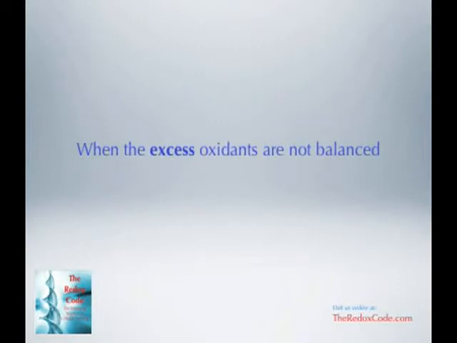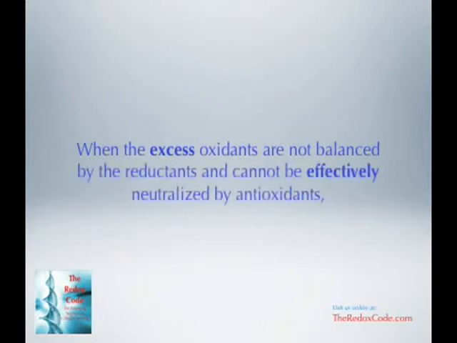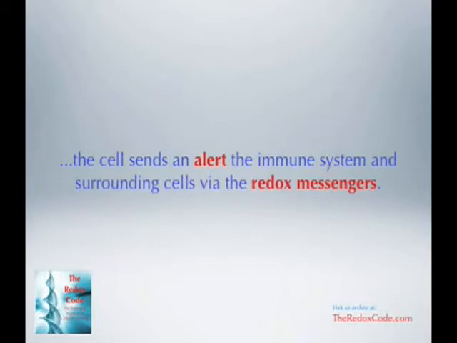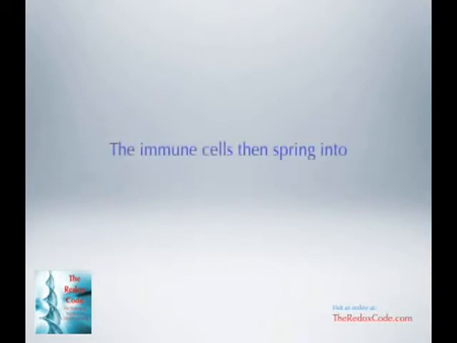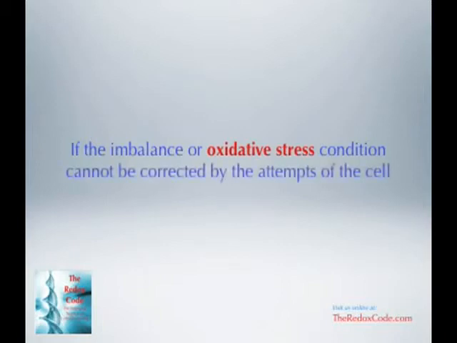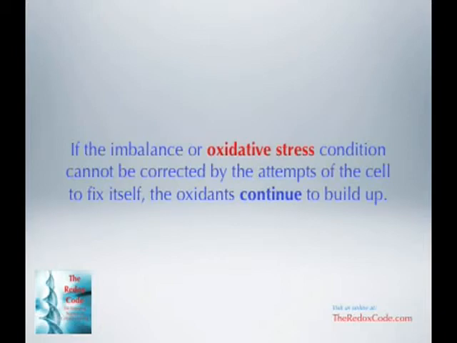Oxidative stress sends a clear signal that damage has occurred somewhere and that the cell is defective. When the excess oxidants are not balanced by the reductants and cannot effectively be neutralized by antioxidants, the cell sends an alert to the immune system and surrounding cells via the redox messengers. The immune cells then spring into action following the redox messenger signal trail into the most damaged areas. If the imbalance or oxidative stress condition cannot be corrected by the attempts of the cell to fix itself, the oxidants will continue to build up.